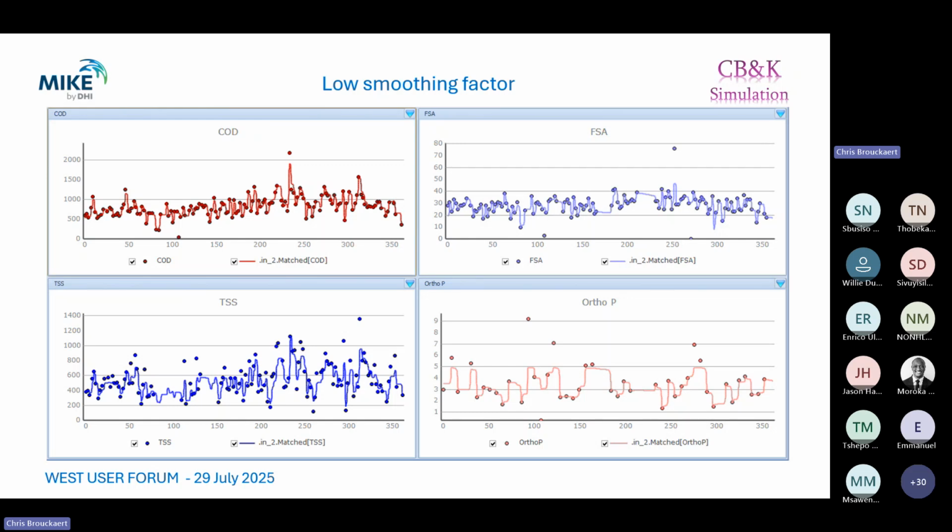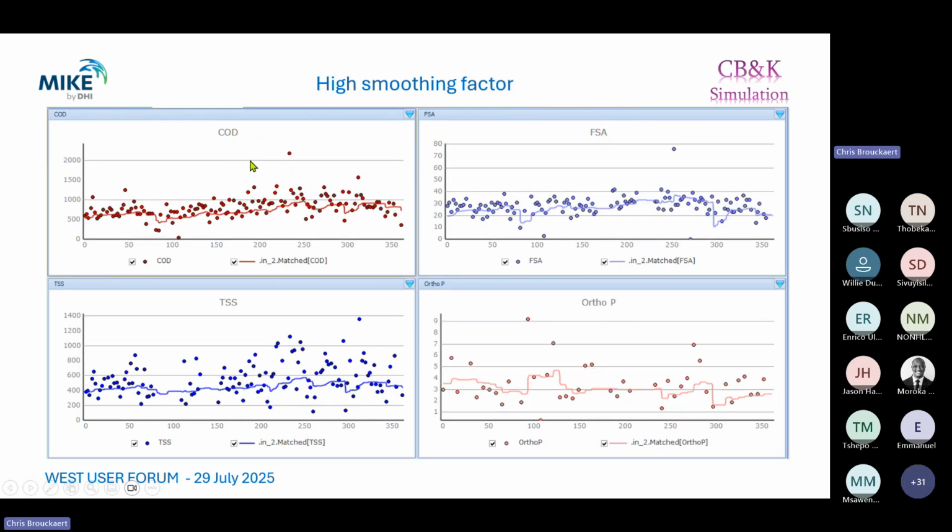So the user has the option to change the smoothing factor. And here, if I have a high smoothing factor, now it's clearly too average.